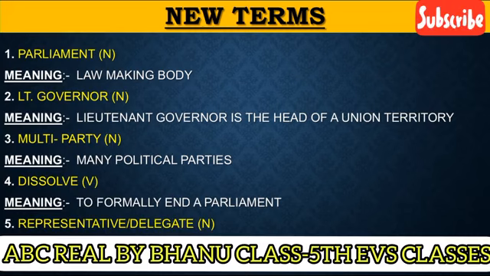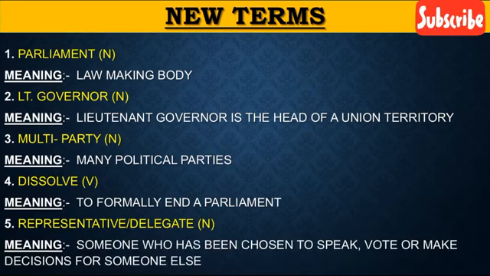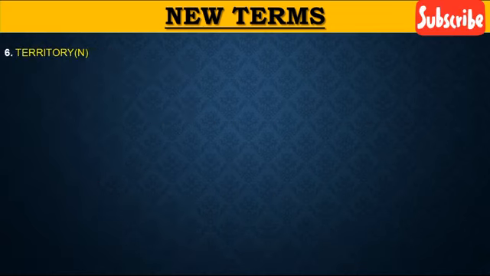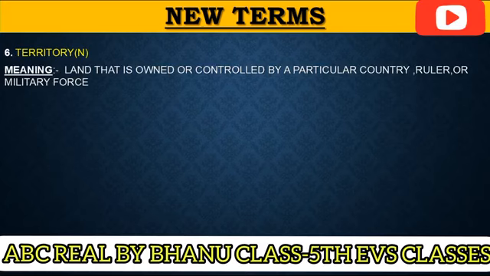Fifth, representative or delegate. Both are nouns which means someone who has been chosen to speak for or make decisions for someone else. Sixth, territory is a noun which means land that is owned or controlled by a particular country, ruler or military force.